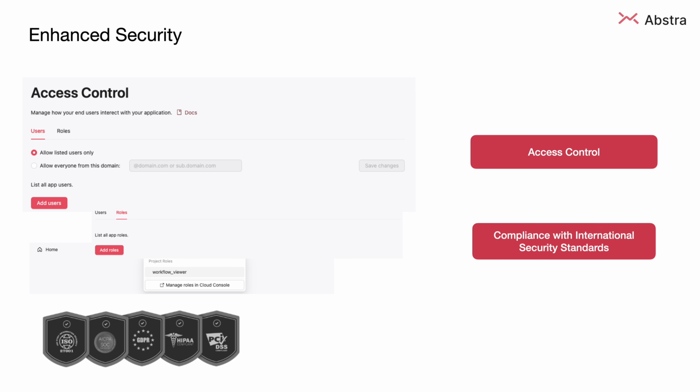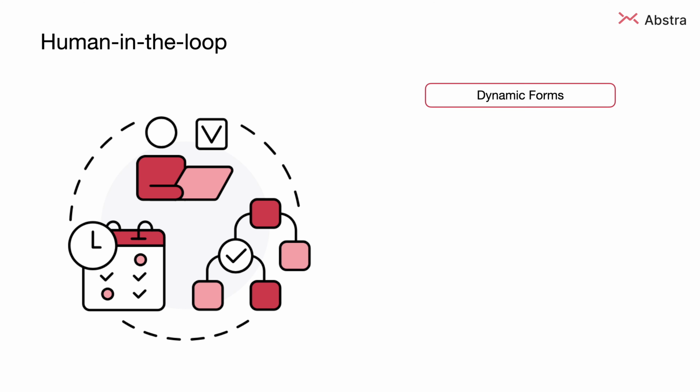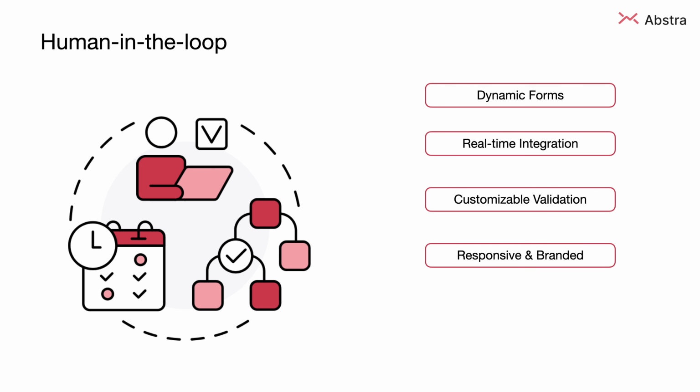In summary, Abstra leverages your workflows with human-in-the-loop dynamic forms, real-time integration, customizable validation, responsive and branded designs, and enhanced security, all designed to streamline your processes efficiently.